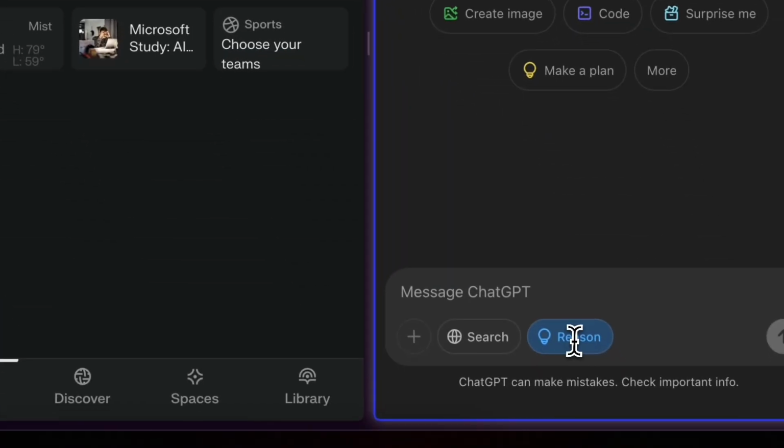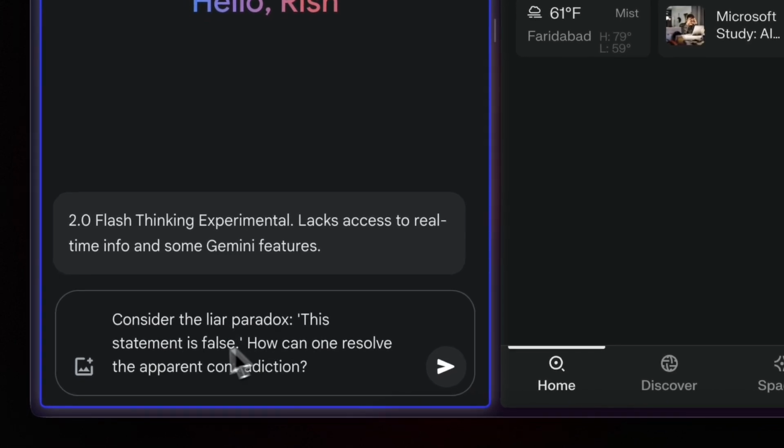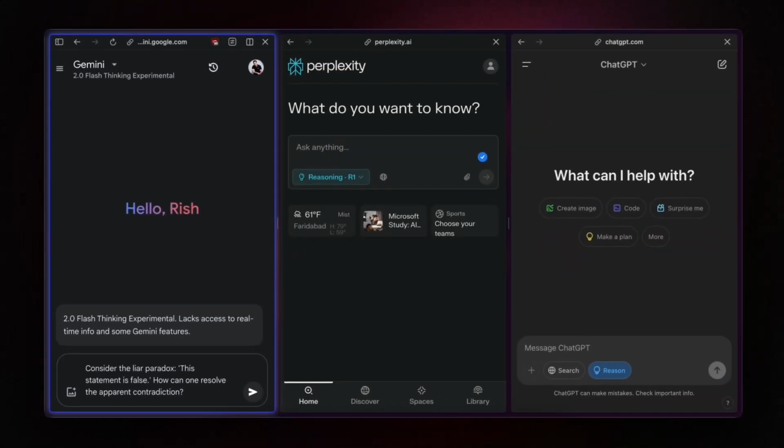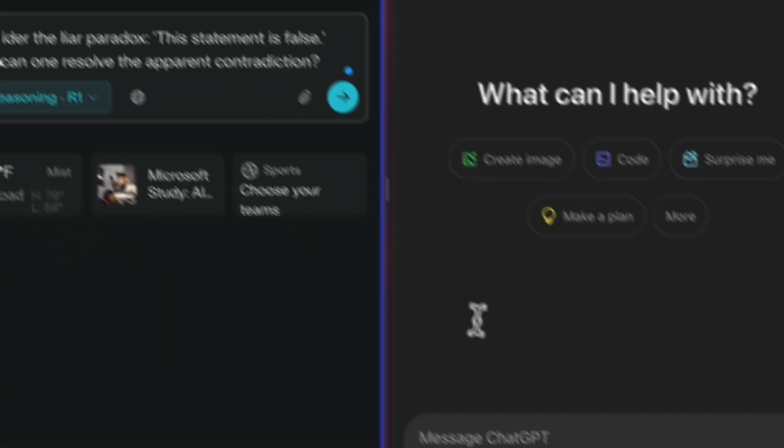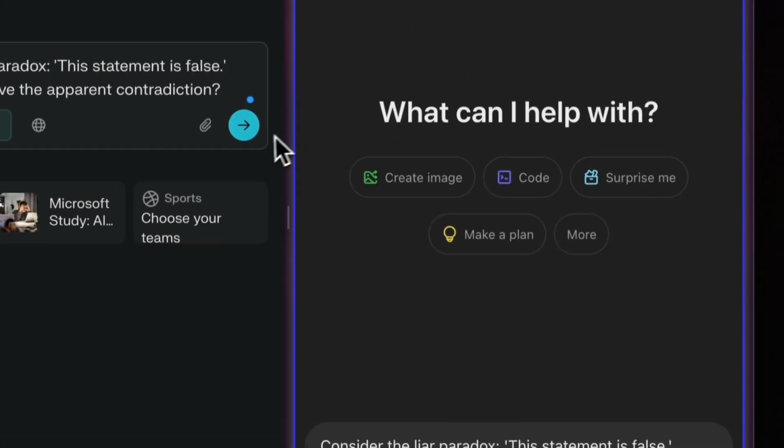So my next question would be, consider the liar paradox. This statement is false. How can one resolve the apparent contradiction? So if I say this statement is false, is it true or is it false? It sounds really stupid, but if you think about it, it can very quickly inflate into a thought experiment and a detailed discussion.